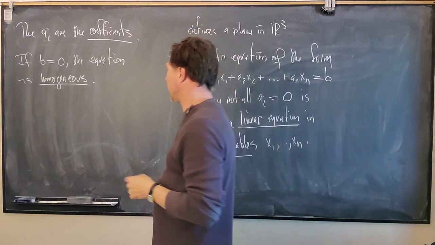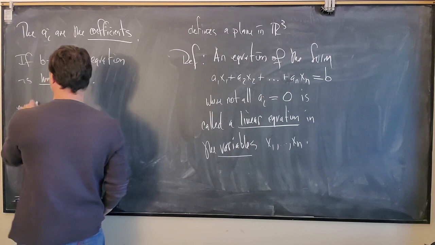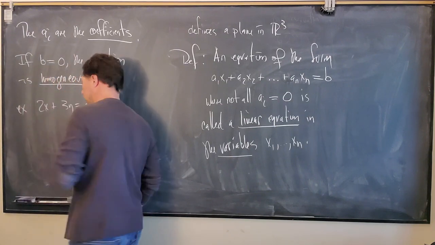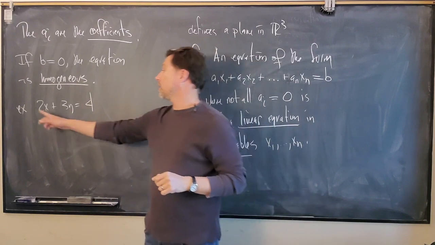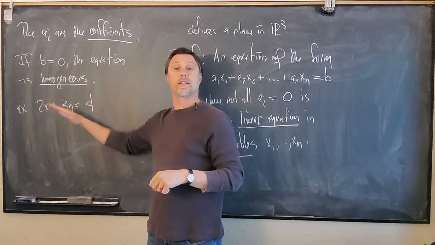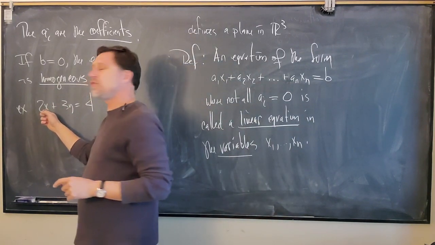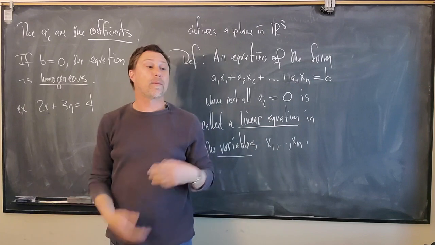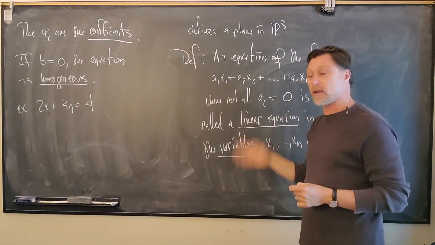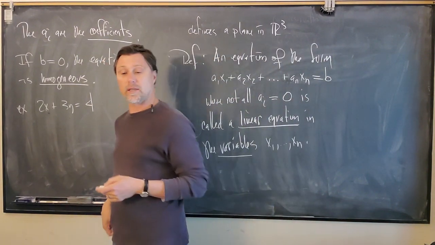So let's do a couple of examples here. If you have 2x plus 3y equal to 4, what do we have here? Constant times variable plus constant times variable equals constant. Here's an example of a linear equation. In this case, because I only had two variables, I used x and y. When I have a bunch of variables, that's when I'll tend to use the subscripts x1, x2, and so on. If I only have a couple of variables, I'll use x and y. If there's three, I'll probably use x, y, and z.